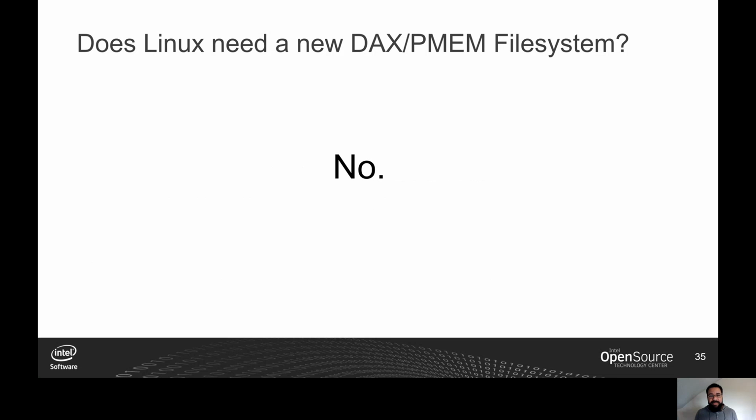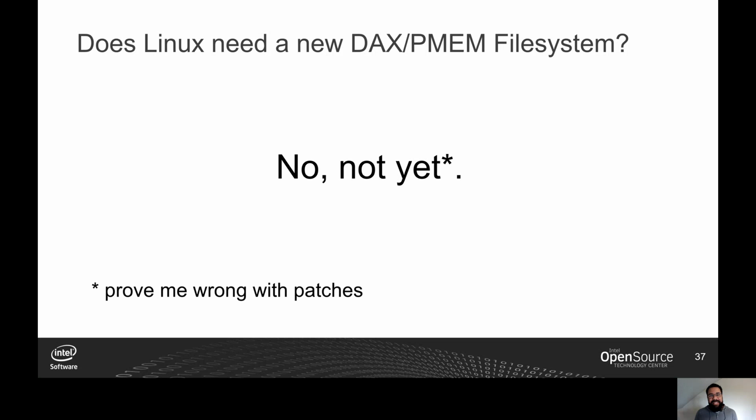So do we need a new file system? No. Well, maybe not yet. And maybe prove me wrong with patches. I'm just not seeing it today. I think there are some of these mitigations that can be deployed, and we'll see what is left after those are deployed, and whether some of the advancements that these identified can be incorporated into existing Linux file systems.